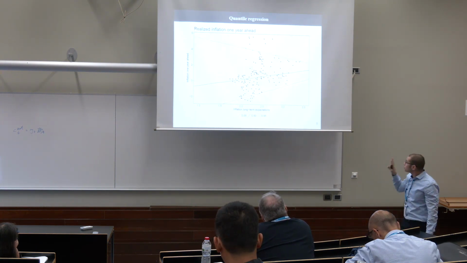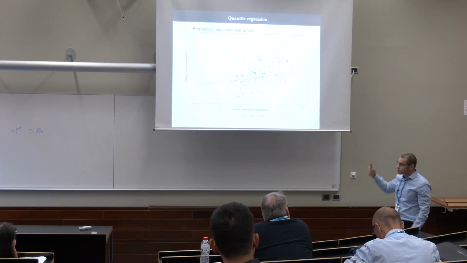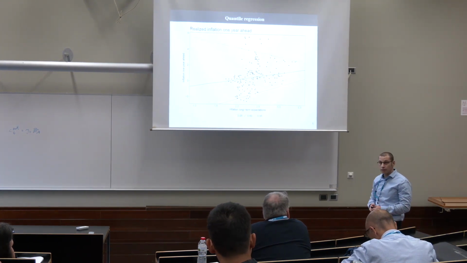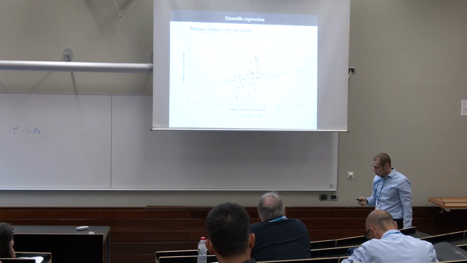The main message of this plot is that it's important to look at the tails, because the relationship at the tails, the green and the red line, can be different or even opposite to what's going on in the middle of the distribution.